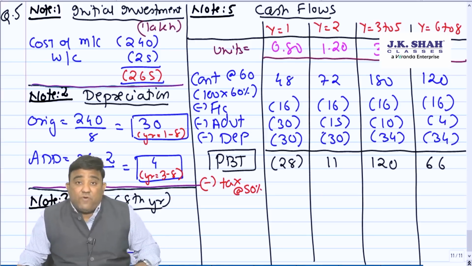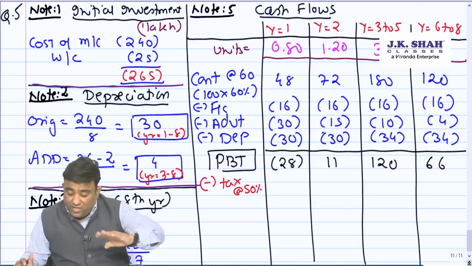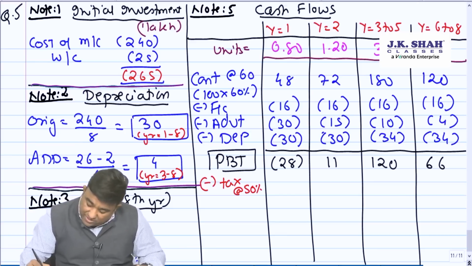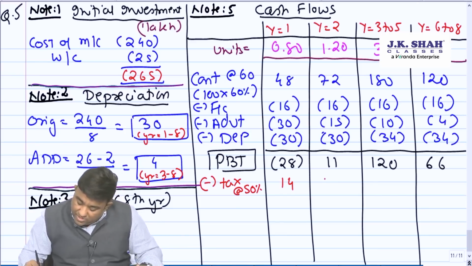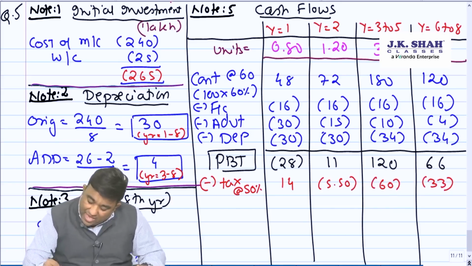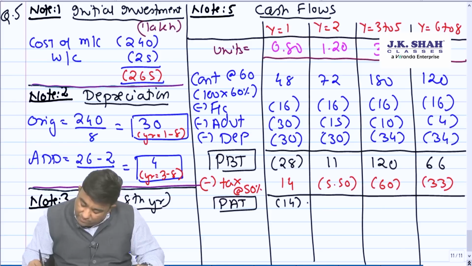Here, no such information is available. So, by default, it has to be assumed that it is set off in the same year. So, student, 50%, I am going to get a benefit in the same year. So, this 14, I am going to pay tax same year, 5.5. I am going to pay tax same year, 60, and this is 33. And thereafter, this will be my PAT. So, my PAT will be negative 14, 5.5, 60 and 33.